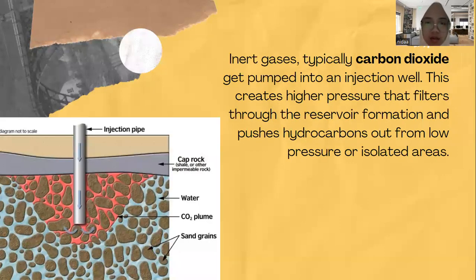Okay. Inert gases, typically carbon dioxide, will get pumped into an injection well. This creates higher pressure that filters through the reservoir formation and pushes hydrocarbons out from low pressure or isolated areas.